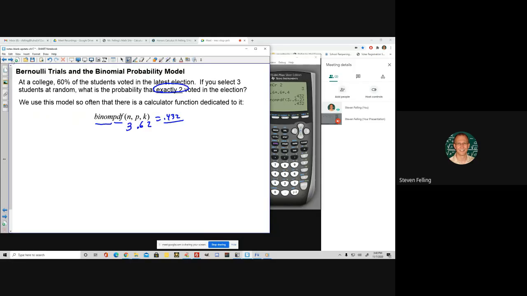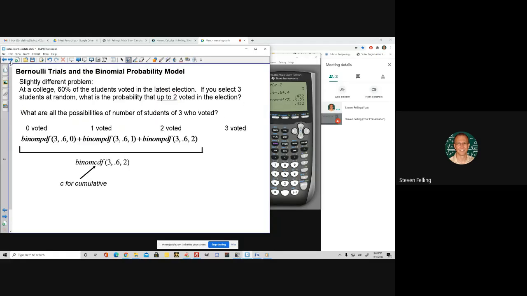Let's look at a couple of offshoots of that, okay? Slightly different problem. At a college, 60% of students voted in the last election. If you select 3 students at random, what's the probability that up to 2 of them voted in the election? Which means we'll count it as successful if none of them voted in the election, 1 or 2, but not all 3. So of the cases 0, 1, 2, and 3, we want to include 0, 1, and 2.